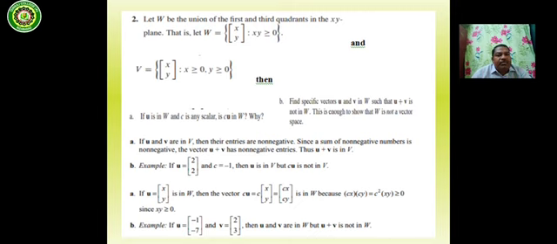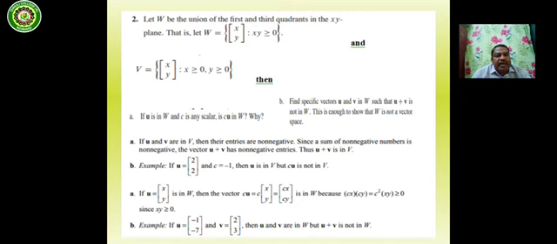The product of two positive numbers is positive, so xy is also greater than or equal to 0. Positive into positive means positive, so that property is satisfied. So in the second example, u plus v does not belong to W.